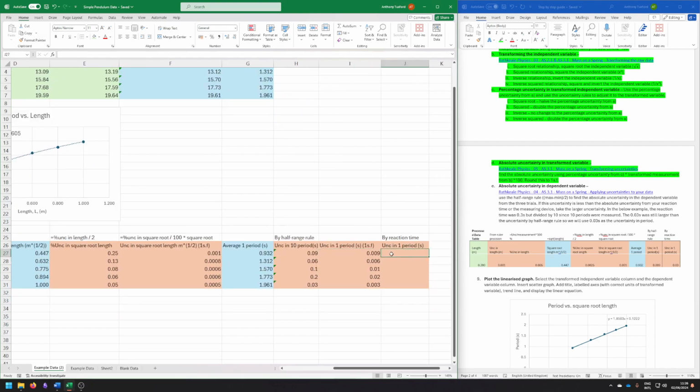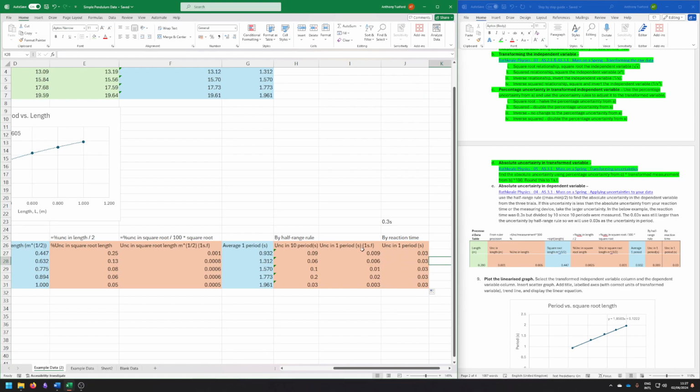Alright, and now the other way of getting this uncertainty in time period is through reaction time. Now, it does depend on your reaction time and other conditions, but we'll just take reaction time to be about 0.3 seconds. And so if you measure 10 periods, divide it by 10, the uncertainty in 1 period would be 1/10 of 0.3 seconds. In other words, 0.03 seconds.